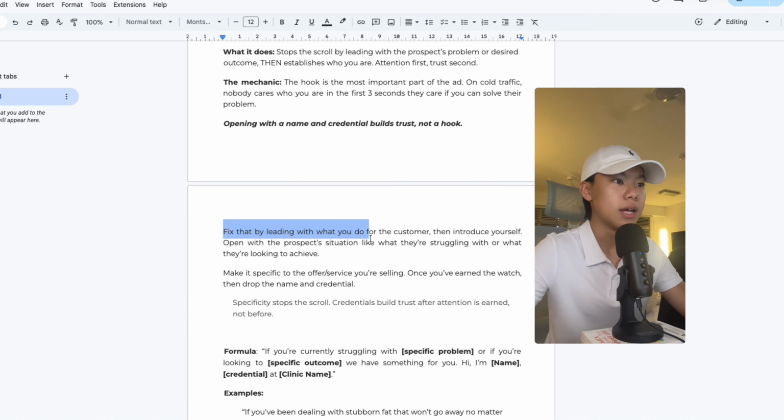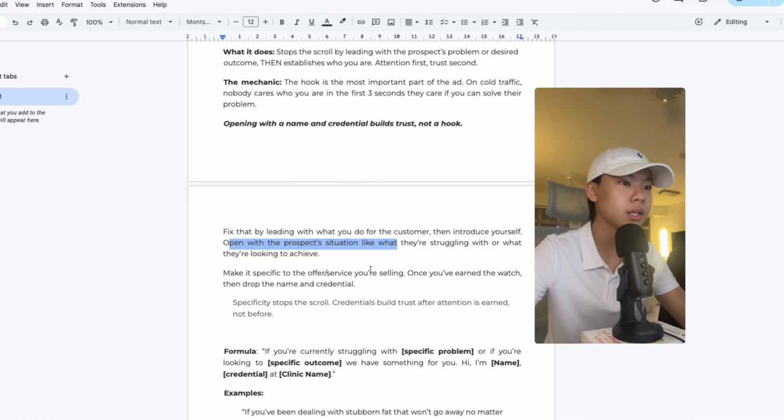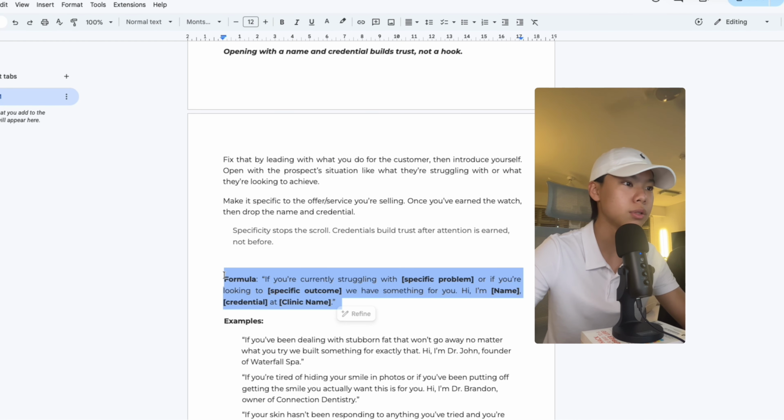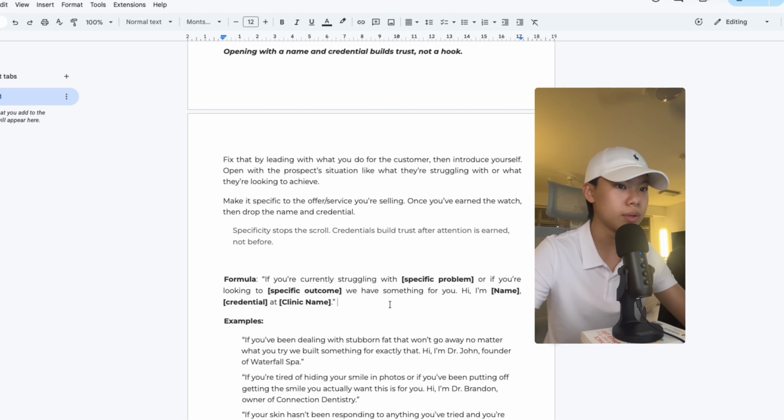You can fix that by leading with what you would do for a customer, then introduce yourself. So open with the prospect's situation, for example, what they're struggling with or what they're looking to achieve. Make it specific to the offer or service that you're currently selling. Once you have earned the watch, then you drop the name and credential. So this is a formula that you can plug and play. I'll just read it out. For example, if you're currently struggling with a specific problem, or if you're looking for a specific outcome, we have something for you. Hi, my name is, your credential and your clinic name, right?